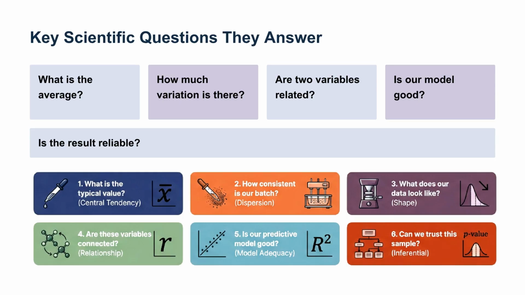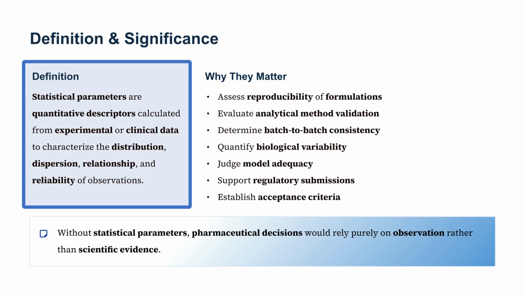Statistical parameters address key scientific questions across 6 areas: central tendency, average; dispersion, variation; relationship, correlation; model adequacy; shape of distribution; and inferential statistics, reliability. Statistical parameters are quantitative descriptors from experimental or clinical data that characterize distribution, dispersion, relationship, and reliability of observations. Without them, decisions rely solely on observation, not scientific evidence, impacting regulatory submissions and acceptance criteria.